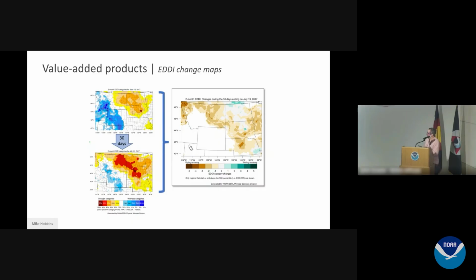That says 2-month EDDI categories for June the 13th, 2017, and then July the 11th, 2017 is on the bottom. So it's a 30-day period. How much did that 2-month EDDI change during that period? Well, here's the difference on the right-hand side. Brown colors represent drying, that EDDI is moving from either dry to drier or from wet to dry, but it's moving in the dry direction. And green, which doesn't really show up, shows the opposite. There's not a lot of green here because this is actually the onset of the flash drought in the Northern Great Plains in 2017. So that was requested by the users.